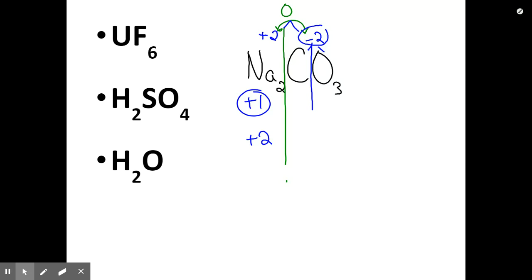So let's come back to the CO3. We know that oxygens have to be -2 from our rules, but we have 3 of those, so this side is -6 if we multiply the 3 and the -2 together. If -6 has to add with whatever is over here to get -2, that means carbon is going to be +4. So my answers would be sodium is +1, carbon is +4, and each oxygen is -2.